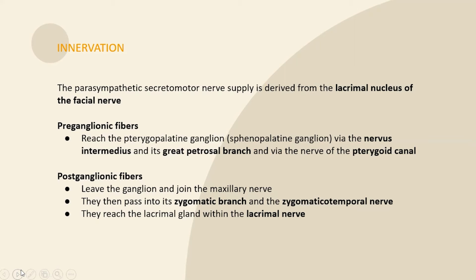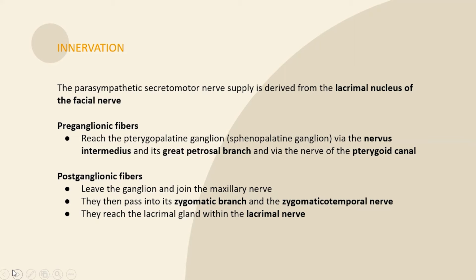They then pass into its zygomatic branch and the zygomaticotemporal nerve until they reach the lacrimal gland within the lacrimal nerve. Parasympathetic secretomotor neurons are responsible for stimulating the secretion of lacrimal fluid from the lacrimal gland.